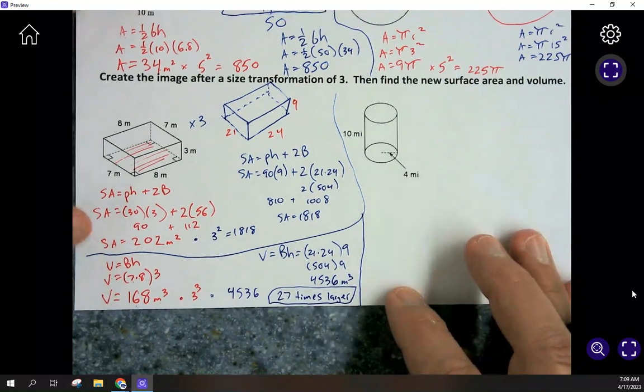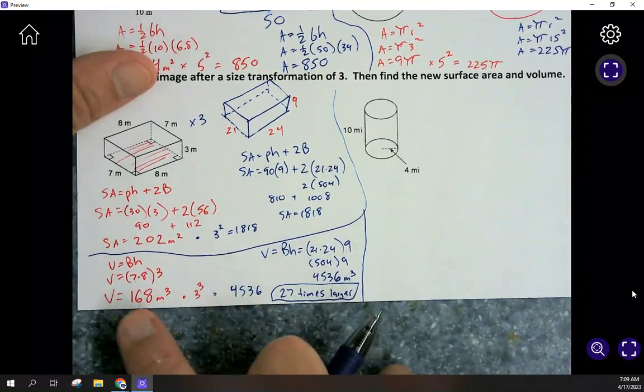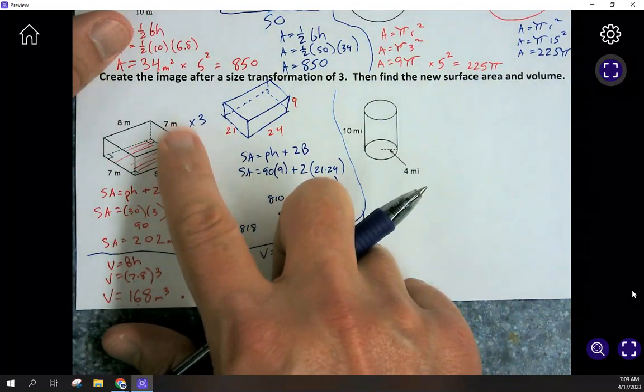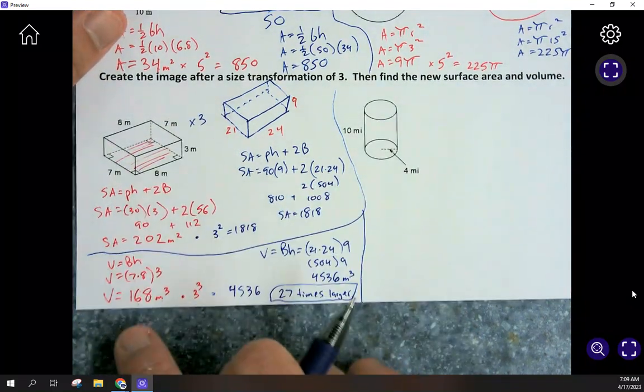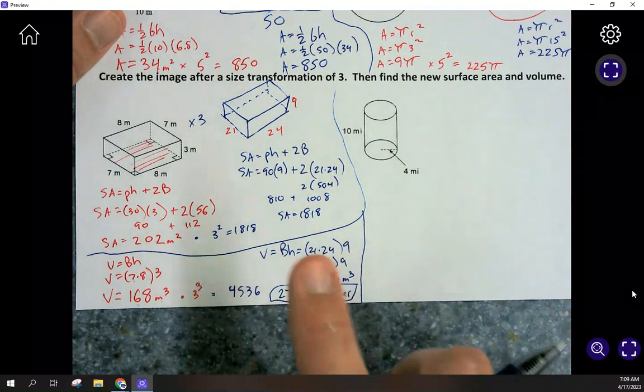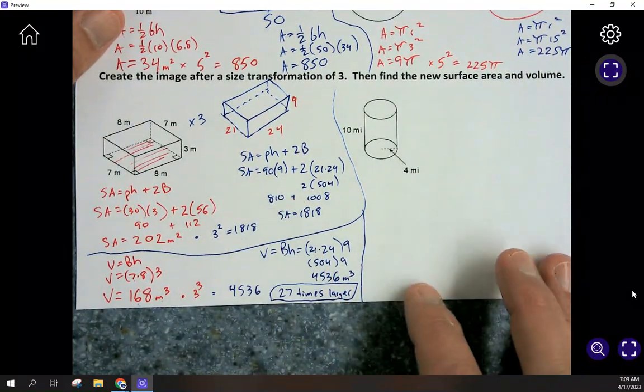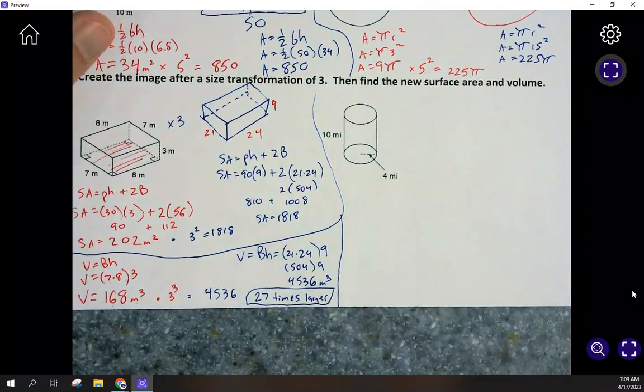And so we're doing all of this to prove it, but in the future, if we know that this volume is 168 and there's been an increase with the scale factor of 3, we can just multiply this by 27 and say, hey, the new volume is going to be this. We actually don't have to run the formula. So we're proving this is true so that in the future we don't actually have to do all this work.